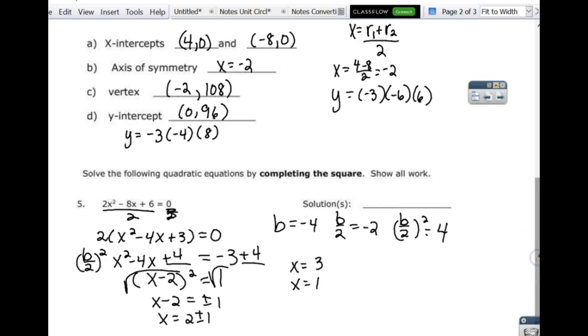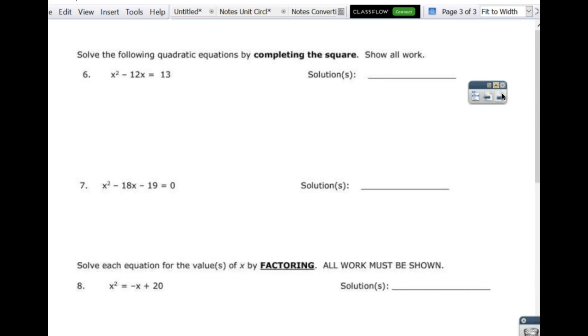Okay. I'm going to give you the answers to the next 2, and you work them and see if you get the right answers.